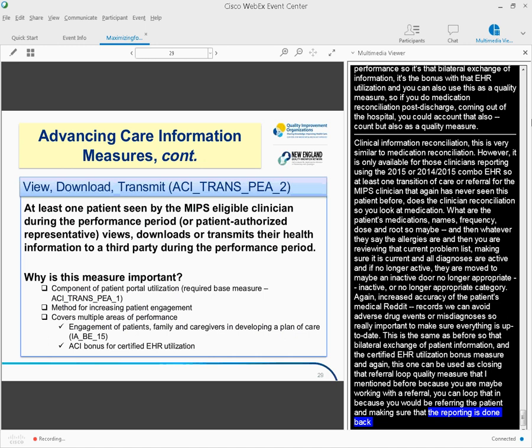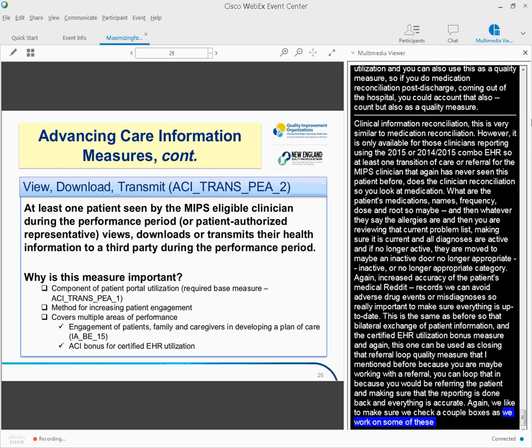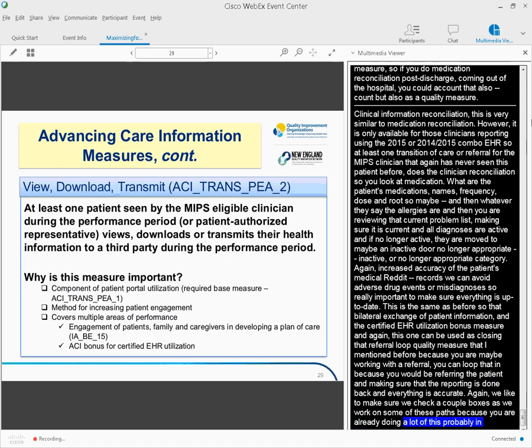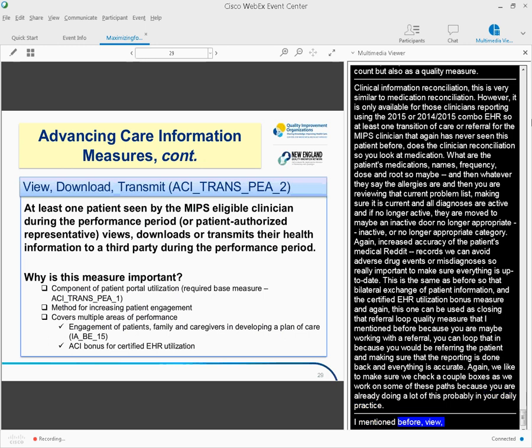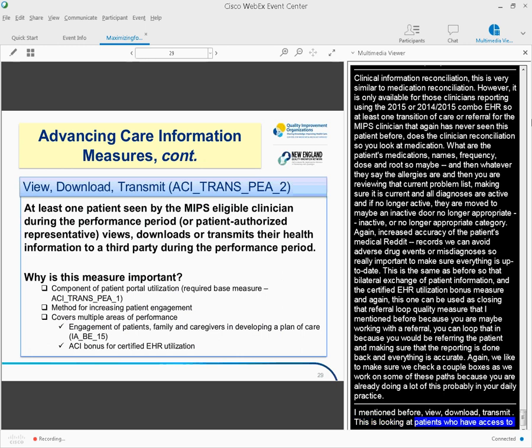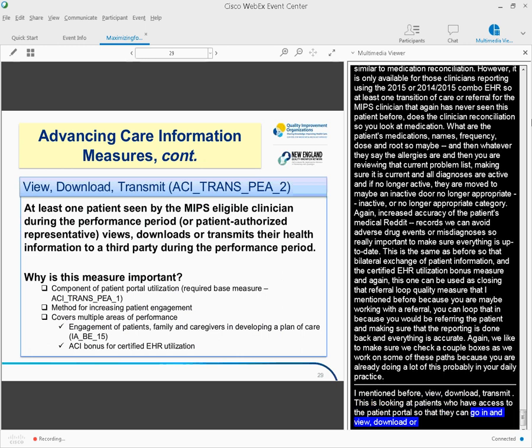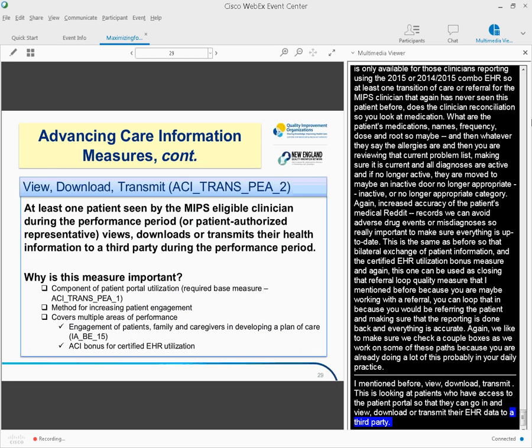I'd mentioned before, view, download, transmit. So this is looking at patients who have access to their patient portal, so that they can go in and view, download, or transmit their electronic health information to a third party. Now, oftentimes it's strictly the patient viewing it, so they log in, they look at their problem list, they look at their after-visit summary, they look at their medication list.